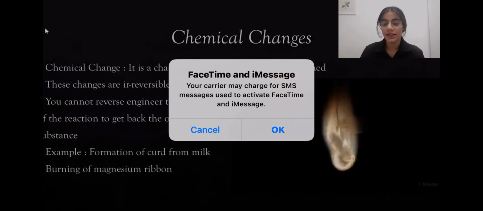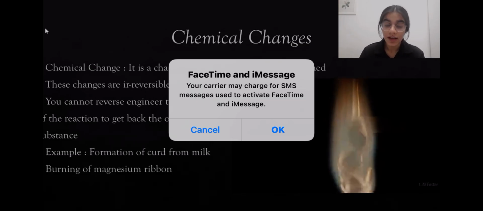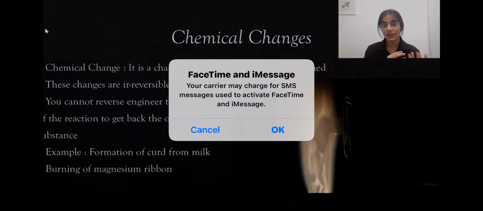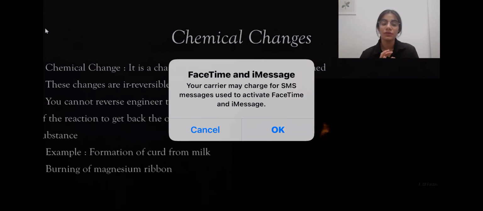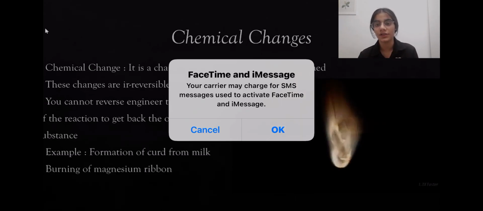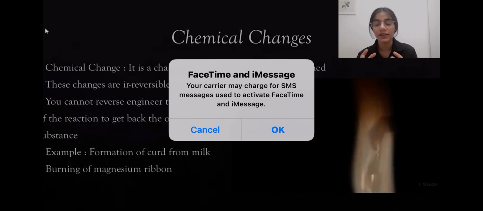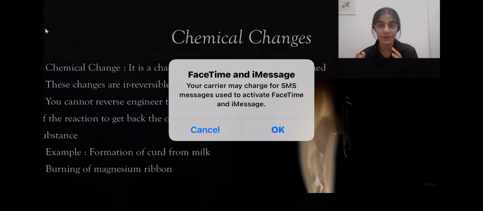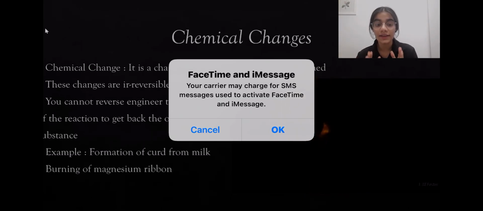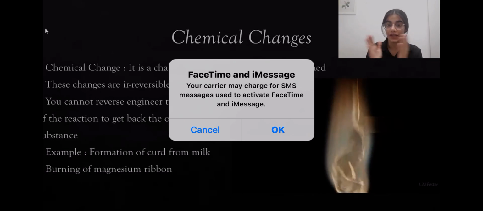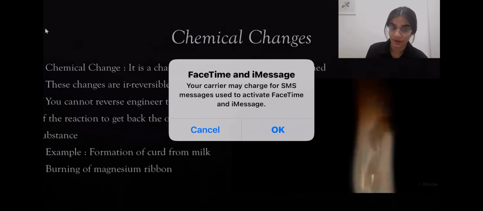Let us now study about chemical changes. A chemical change is a change or a process in which a new substance is formed. If you provide a certain kind of conditions, a certain kind of temperature, chemical conditions, then if you want to get that substance back, you cannot. Hence, you cannot reverse engineer the conditions of the reaction to get back the original substance.